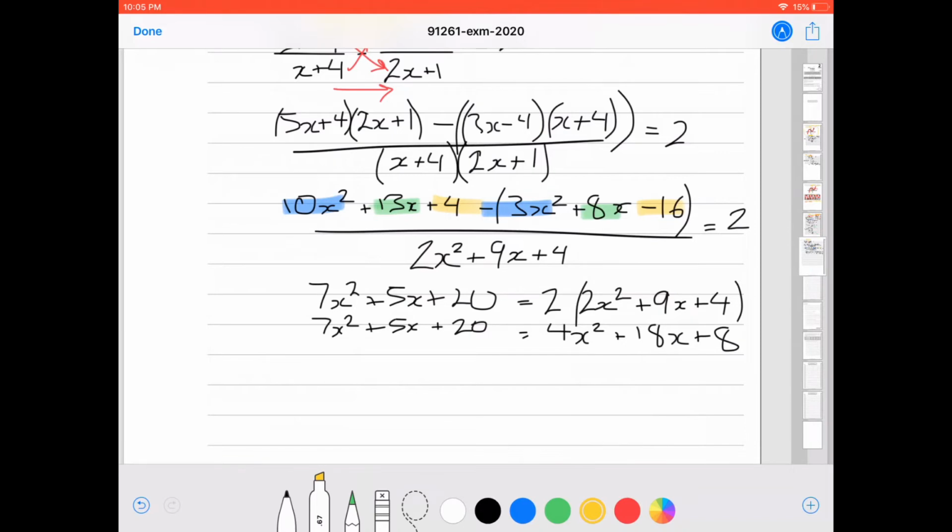So again, we're collecting like terms. We've got x squareds, x's and integers, 20 and 8. So it becomes 3x squared minus 13x, and positive 20 minus 8 is, sorry, positive 12, and that equals 0. And at this point, we are going to factorize.